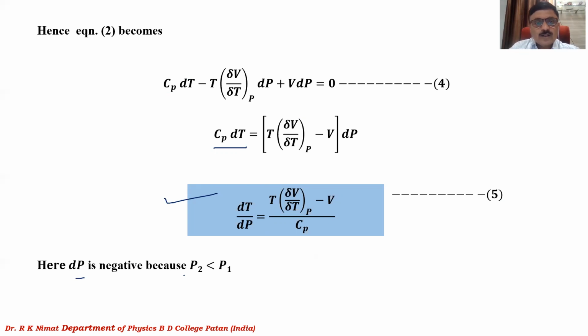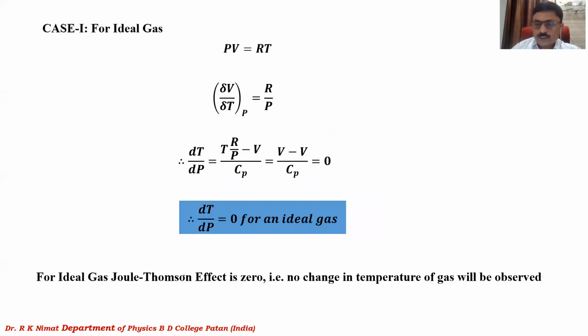We have to analyze this equation for ideal gas and for real gas, because we know the equation of state of a real gas, and we also know the equation of state of an ideal gas. So first of all, let us see how this equation is applied to the ideal gas. Let us consider the first case, the ideal gas.